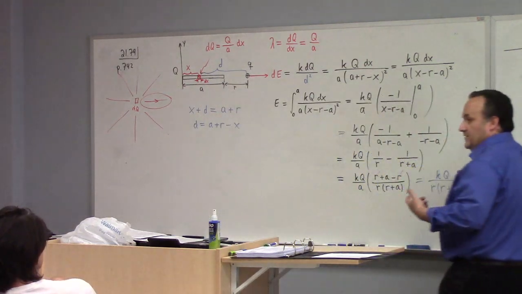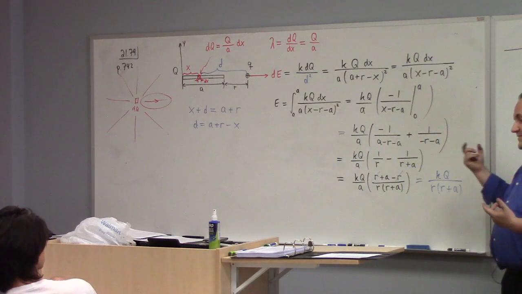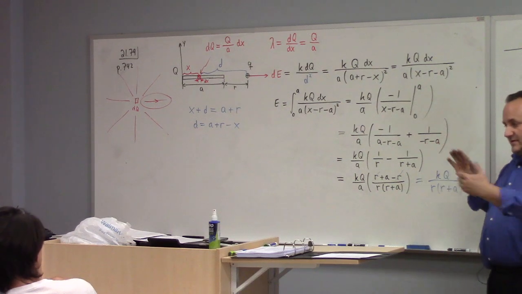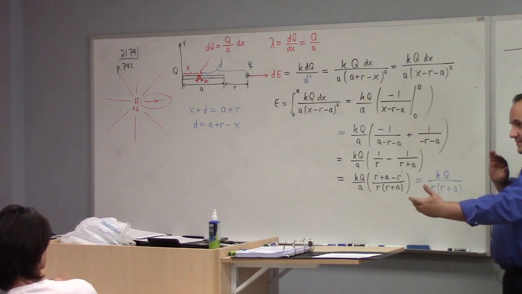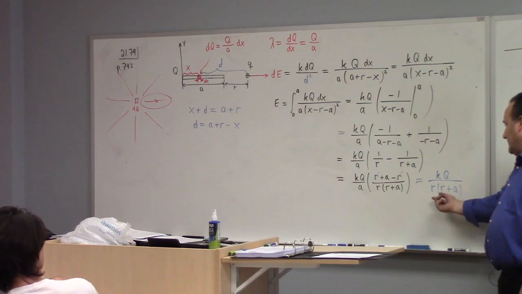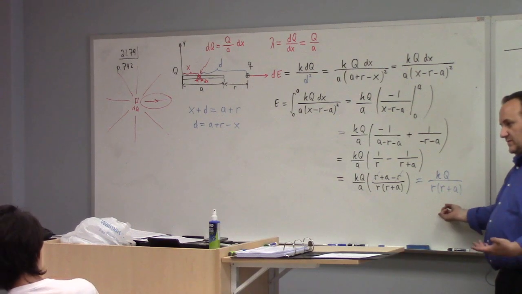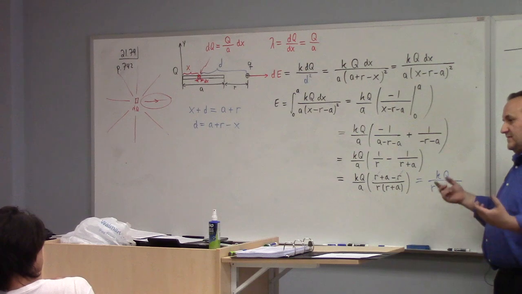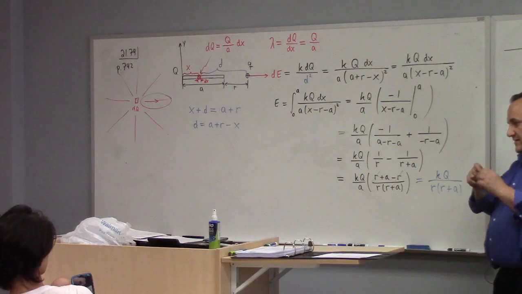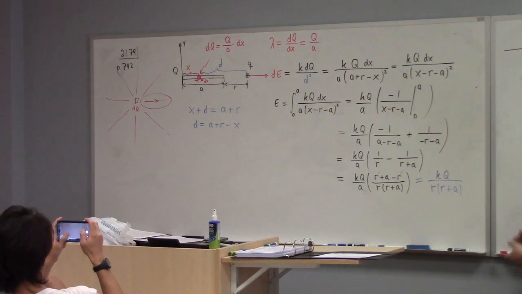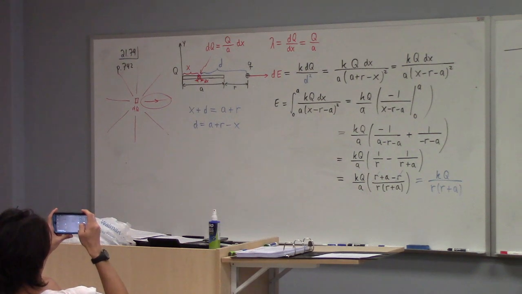So if R is much, much greater than A, in other words, if the size of the rod is small compared to the distance away from it that you are, this is just KQ over R squared, which is the Coulomb field. It's as if it's just a point charge and it's not spread out. This is the kind of phenomenon we should see for any point charge.